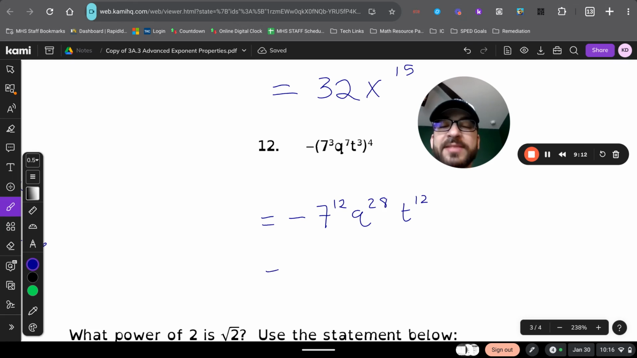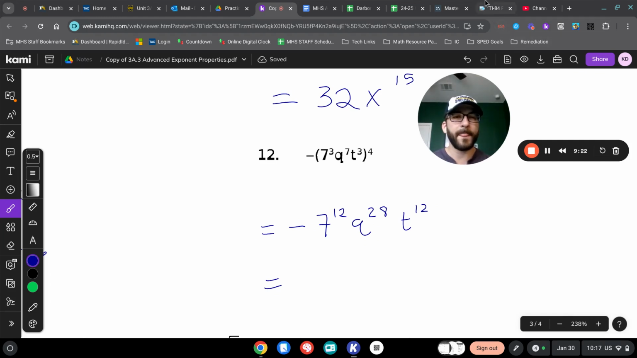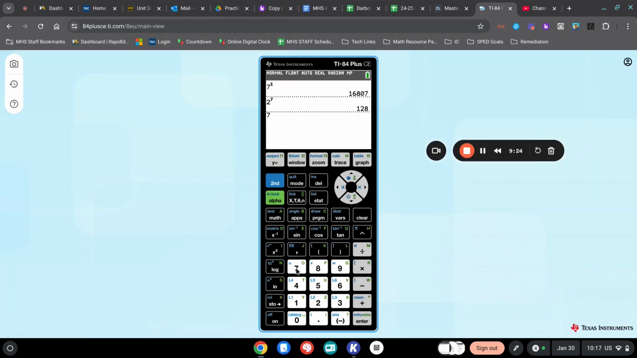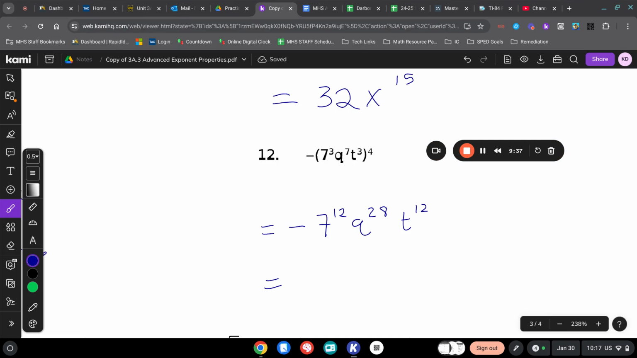So let's go ahead and simplify that 7 to the 12th, which is going to be a pretty big number. So it might be too big for us to write, but let's check. So using our calculator, we can do 7 to the 12th. And yeah, see this E right here? This means that number is way too big. So we're just going to leave it as 7 to the 12th on our final answer. And of course, that negative is not being taken to that 12th power, so it's not going to make it a positive 7 to the 12th. It's going to stay negative 7 to the 12th, q to the 28th, and t to the 12th.